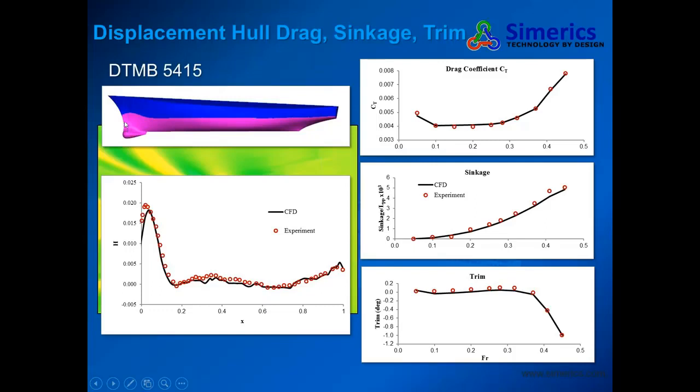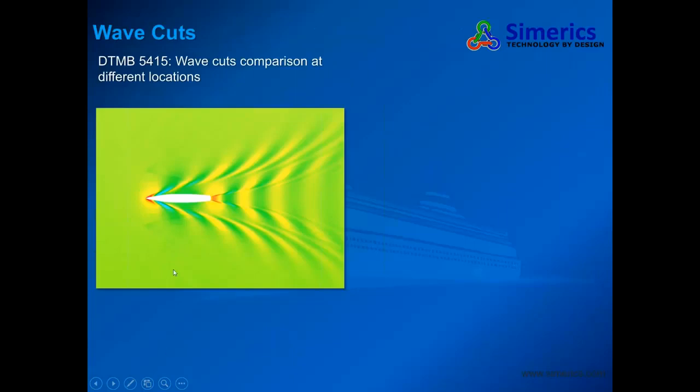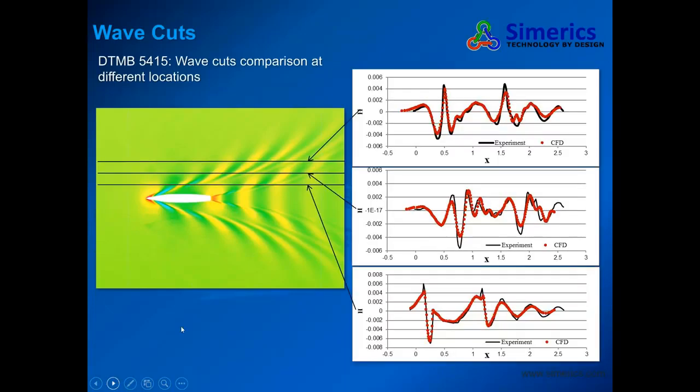And also, we see the wave shape on the hull, and we compare that with experiment, and we see we capture the wave shape very well on the hull. Another thing I want to show you for our VOF method is how we can capture the waves. Here is a wave cut comparison at different locations around the ship. As you see, we have really good comparison with experiment on the wave shape. Basically, we can capture it very well.